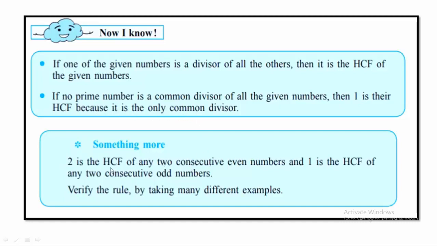Now in extra information, what we have to see? 2 is the HCF of any two consecutive even numbers. It means whenever two consecutive even numbers are given, that time the HCF is always 2. And whenever two consecutive odd numbers are given, that time HCF is always 1.